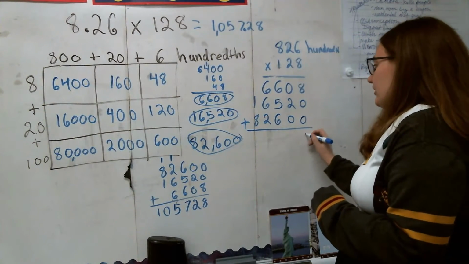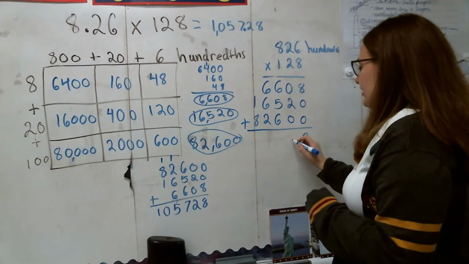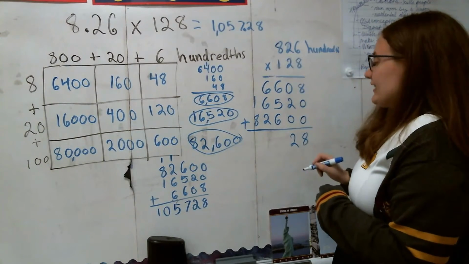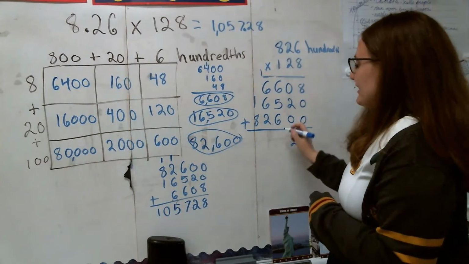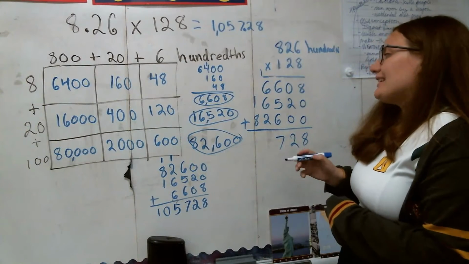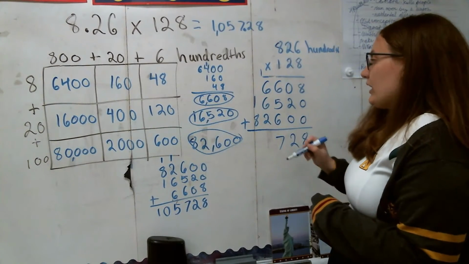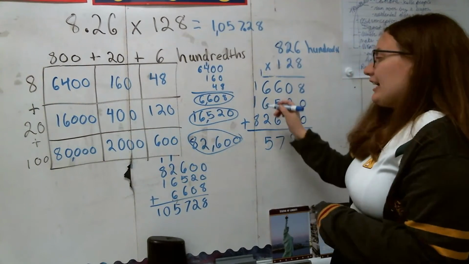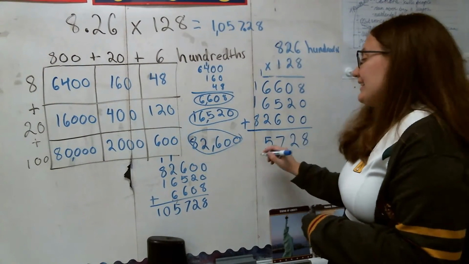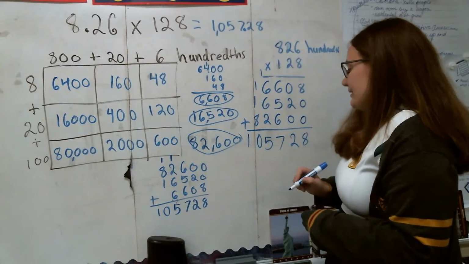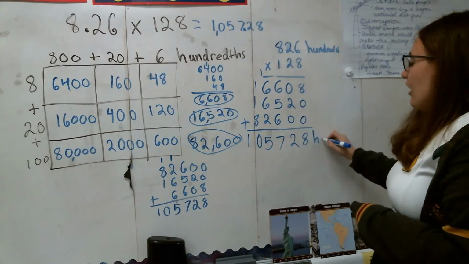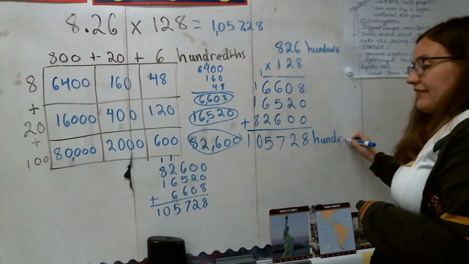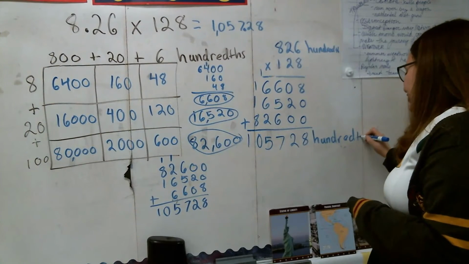8 plus 0 is 8. 0 plus 2 plus 0 is 2. 6 plus 6 is 12, and 12 plus 5 is 17. Carry the 1, leave the 7. 6 plus 6 is 12, and 12 plus 3 is 15. Carry the 1, leave the 5, and then 1 plus 1 plus 8 is 10, which again gives me my final answer of 105,728 hundredths.